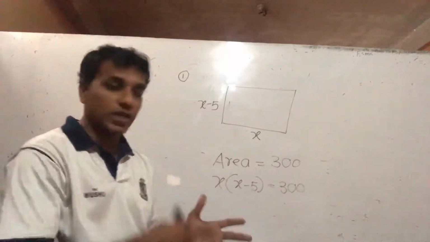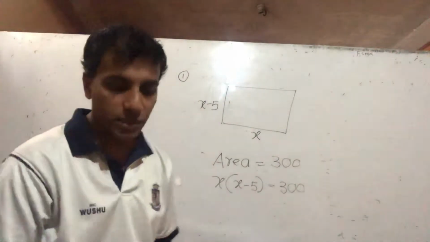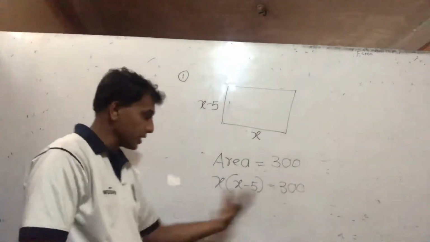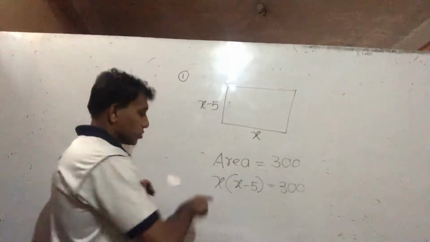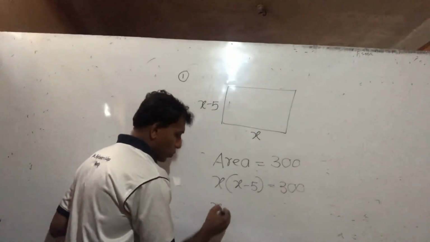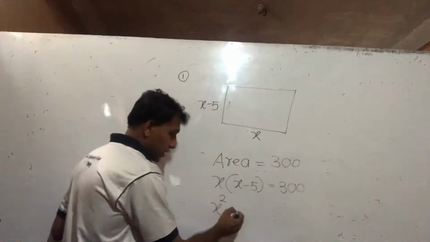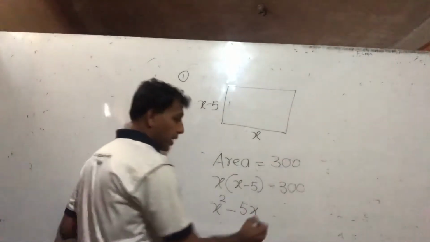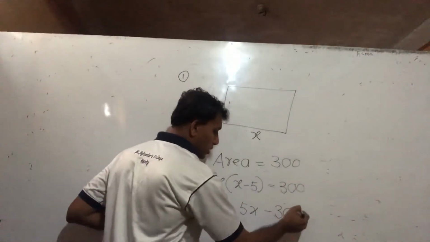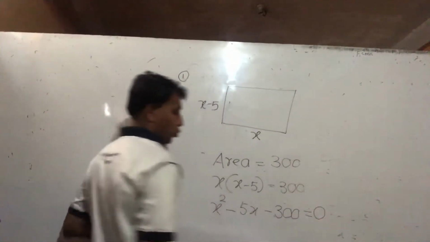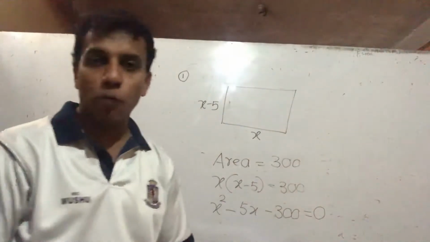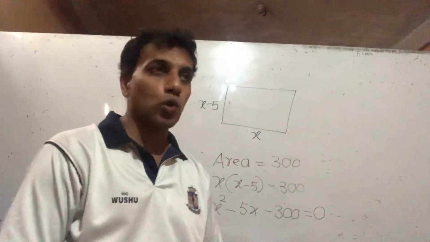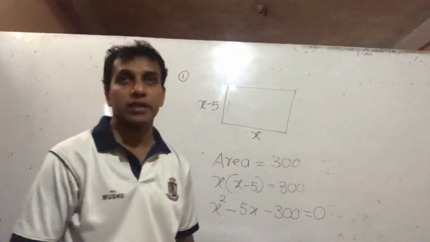So we rearrange. Quadratic means x squared. If any problem comes in terms of a square, it is called a quadratic equation. So rearrange, take everything to one side and make it 0. Multiply x into x minus 5: x squared minus 5x, and take the 300 here, minus 300 equal to 0. This is our standard form of the quadratic equation. Now in grade 10 we have to solve this using the factorization method.